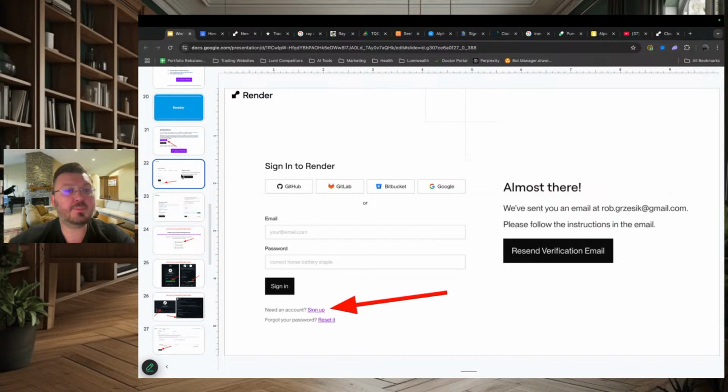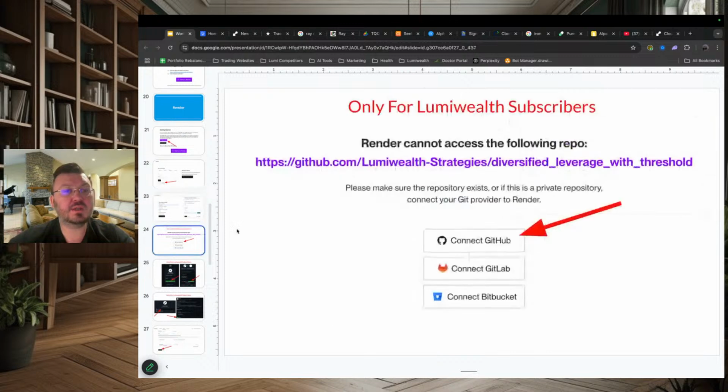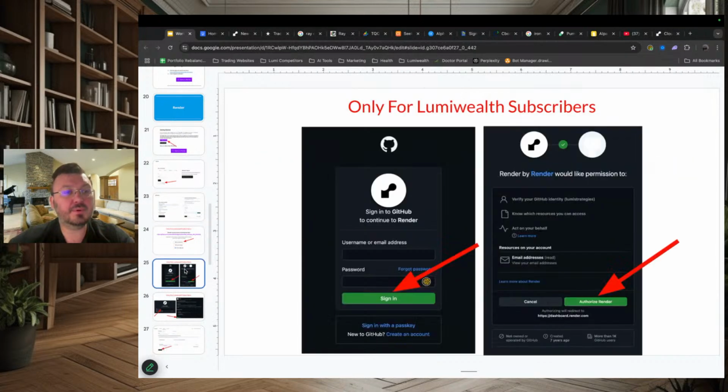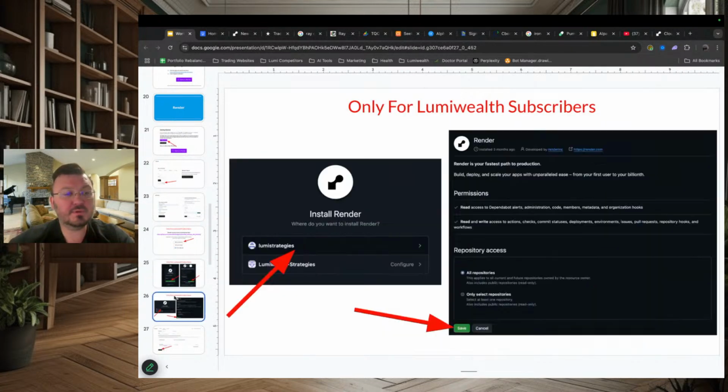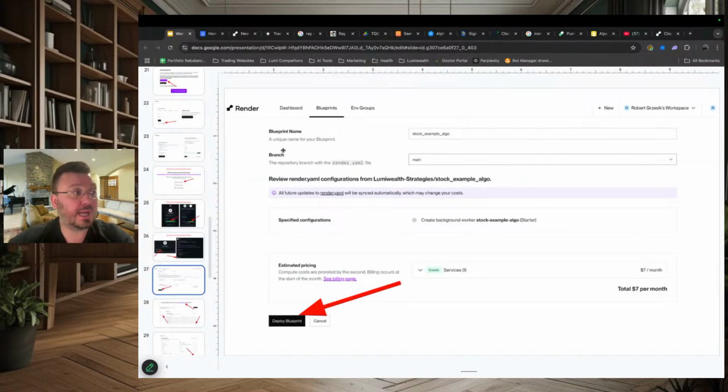So a quick little recap. You want to sign up, create a new account with Render, fill in about yourself, put in your payment information, connect your GitHub, and authorize it to use your GitHub. Then you're going to end up at the same spot that I'm at right now. So here's where I am.